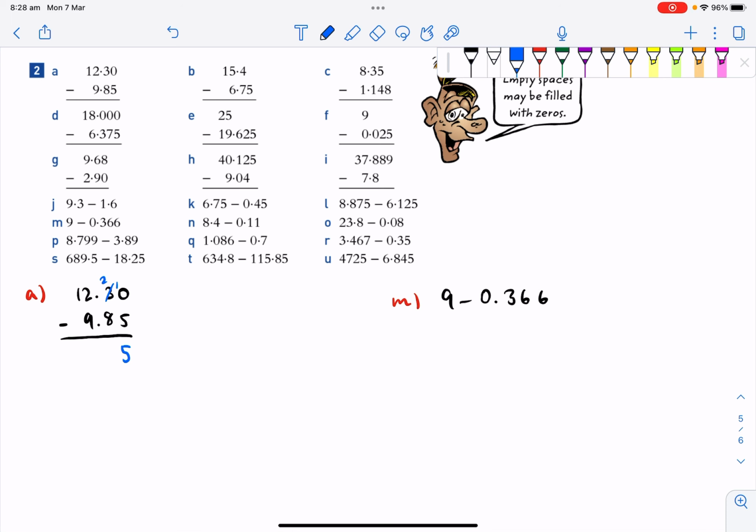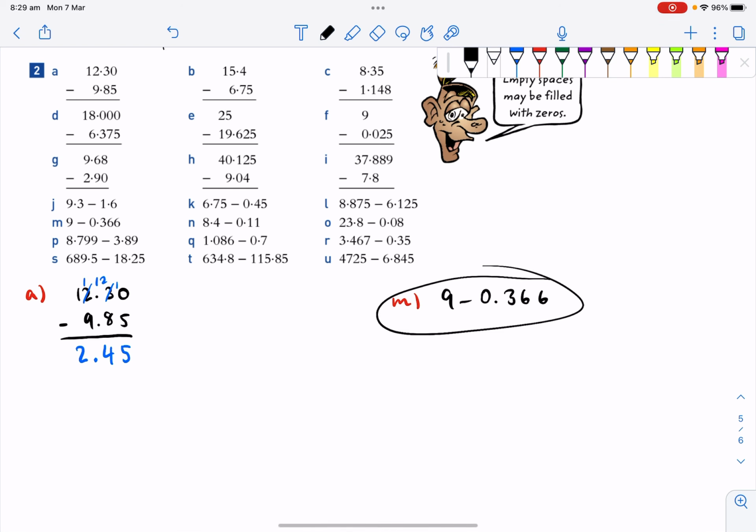Now, notice the next column, 2 take away 8. You can't do that either. So we borrow from the next column, which is going to turn that into a 1 and this into a 12. So it's actually going to be 12 take away 8, which is 4. Put the decimal down because it's in line. And then you just do 11 take away 9. And 11 take away 9 is 2.